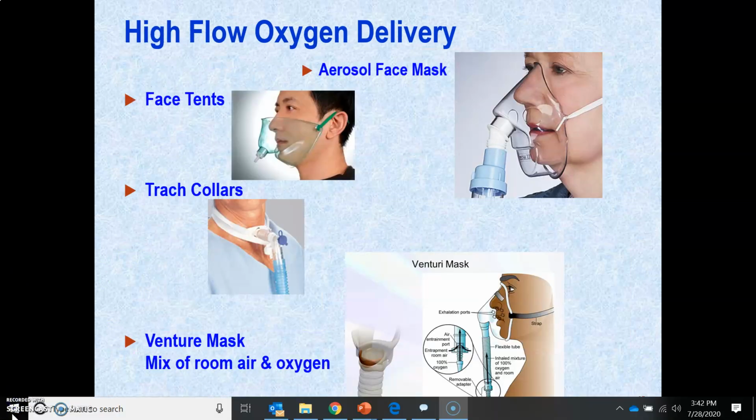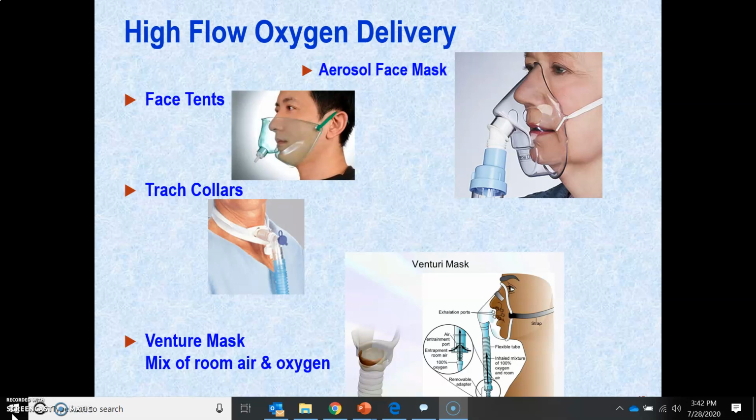Okay, so these are some high flow oxygen delivery systems, with very, very high concentrations of oxygen. The first on the top right there is an aerosol face mask. You'll usually see those with respiratory when they're giving some type of breathing treatment, albuterol, any kind of bronchodilator, or steroid that has to be inhaled and needs a lot of pressure to be forced in.